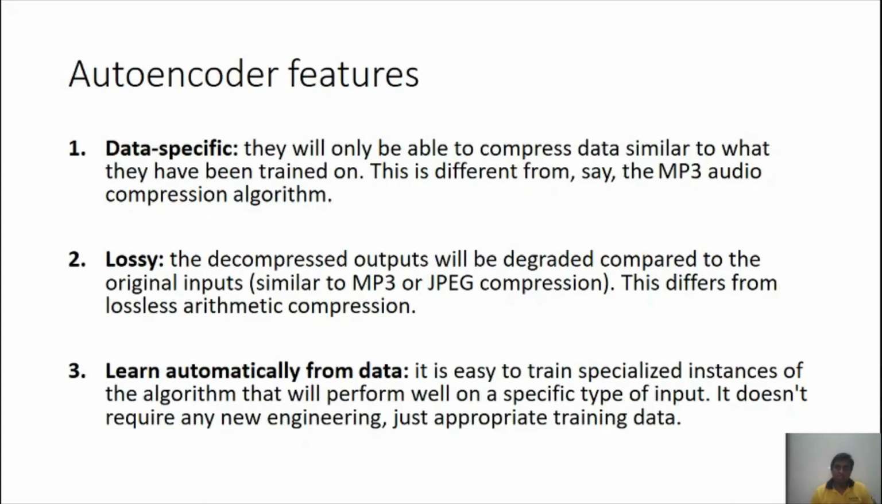The third major important feature of autoencoders is that they learn automatically from data. You do not have to specify any way of encoding the data, or what they are supposed to learn. They learn automatically. So that is one major advantage of using this as well. So what you have seen now is the three major aspects of autoencoders. The first two are mostly the disadvantages.